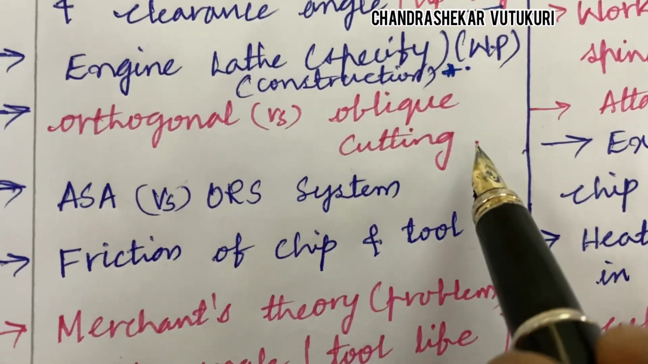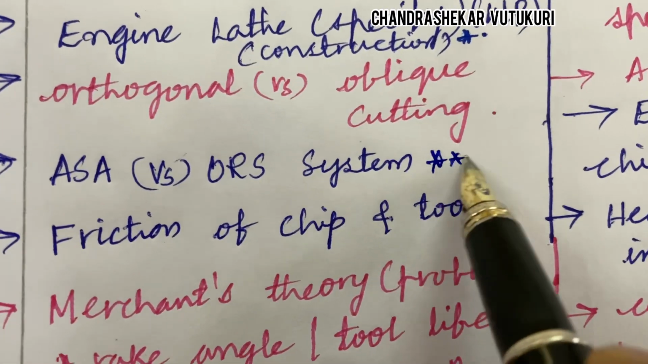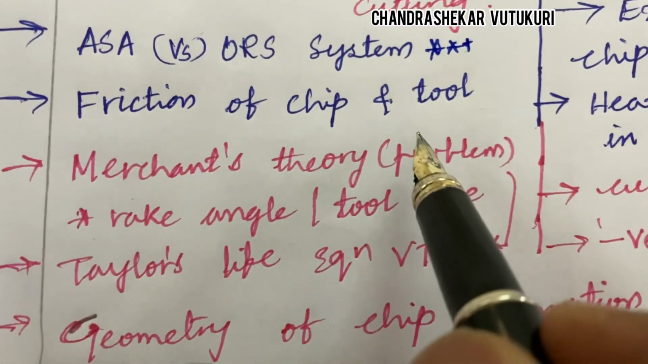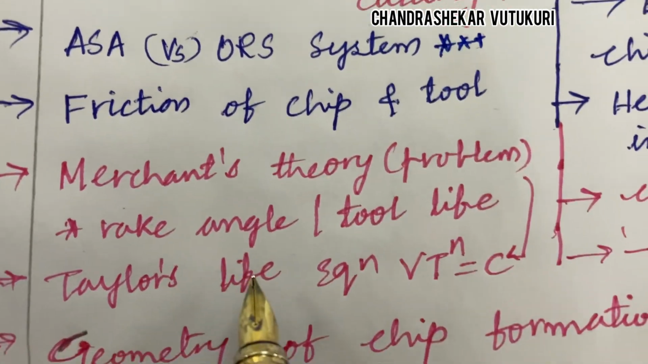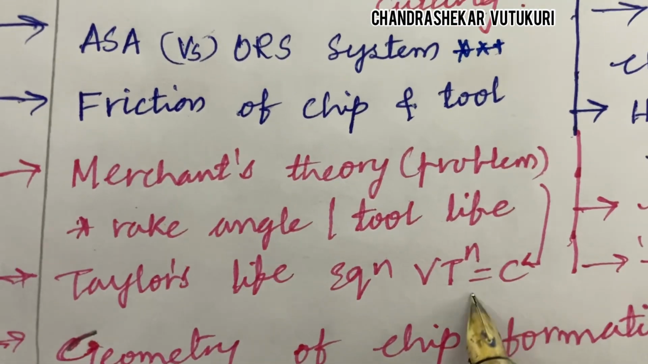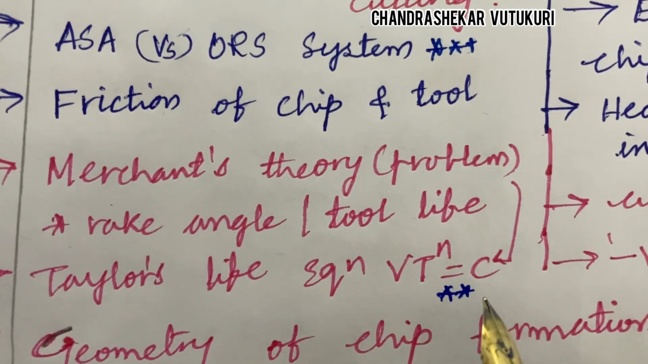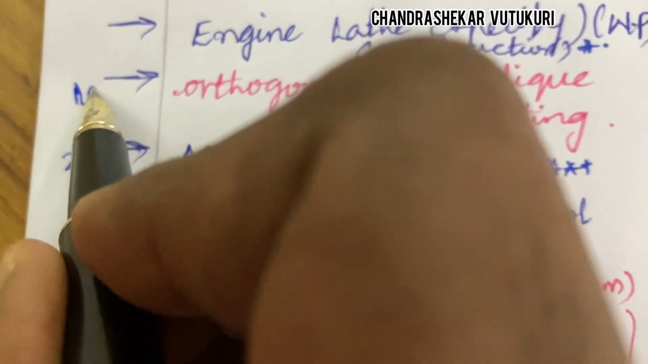Orthogonal versus oblique cutting, the differences. ASA versus ORS system is said to be a topmost question. The friction of chip and tool is a short question. Merchant's theory and the problem related to it, you are supposed to work out the rake angle as well as tool life, and the Taylor's tool life equation is also said to be a top question. Dear students, from this part we can expect 2A as well as 2B as well as 1A.